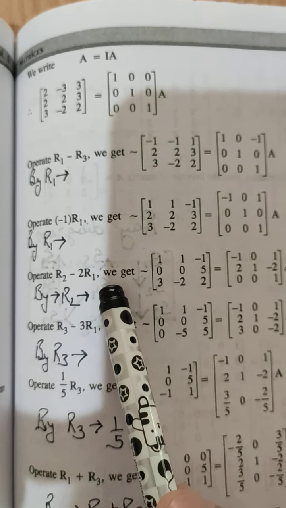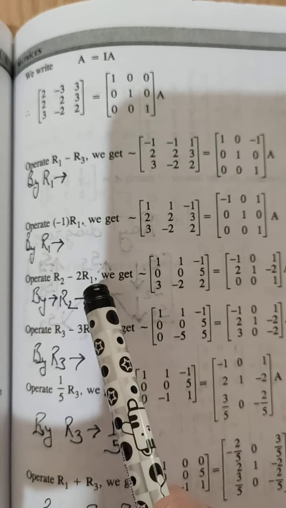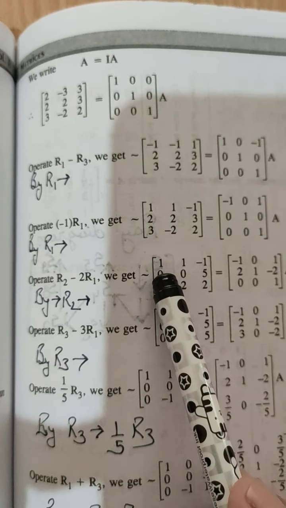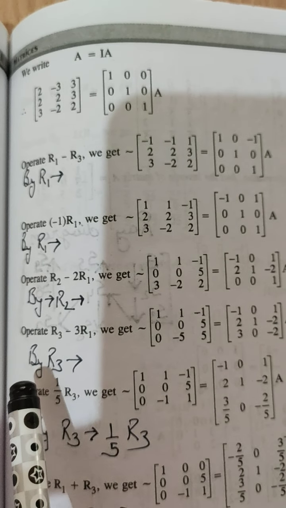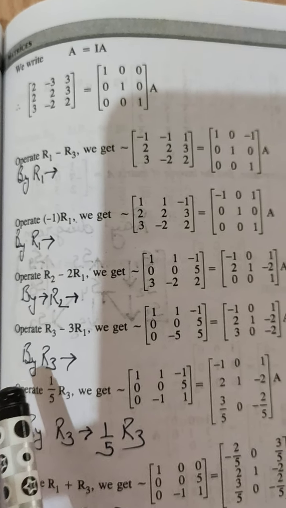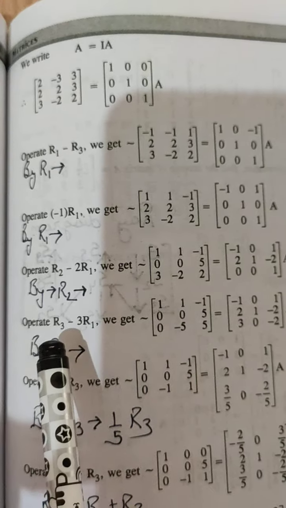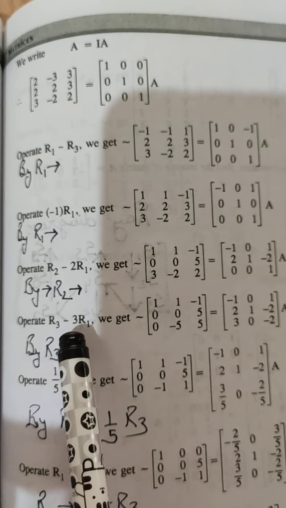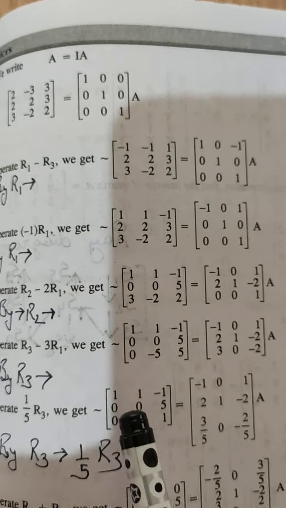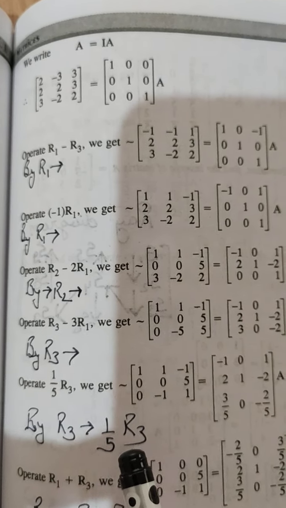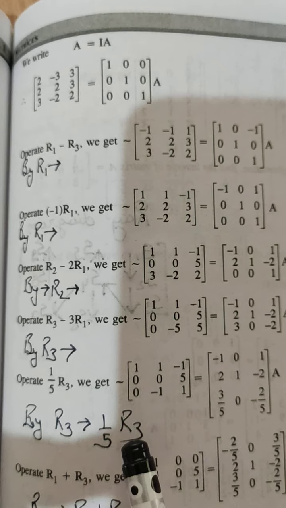So R2 gives R2 minus 2R1. Apply it on the LHS as well as the RHS. We are getting 0, and here we are getting these elements. How to get the value of this element, I explained in lecture 7. Operate R3 gives R3 minus 3R1. As we are applying, this becomes 0. Now where will you approach? You want which element? 1.